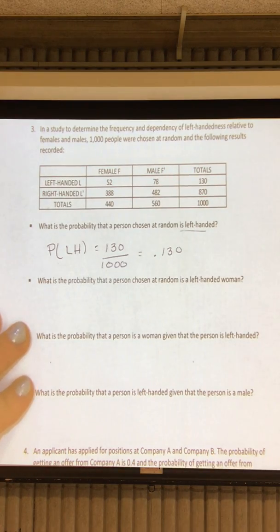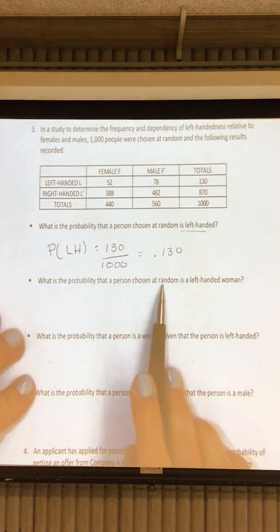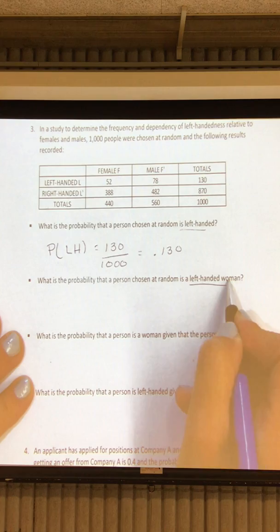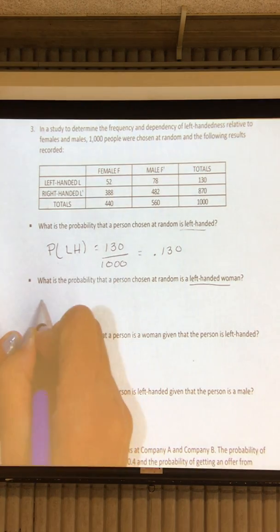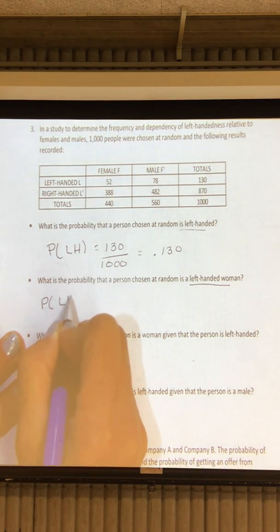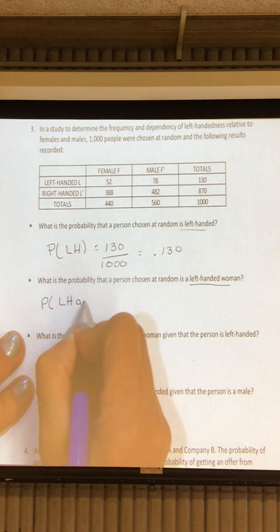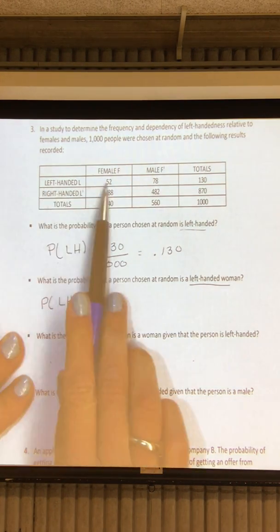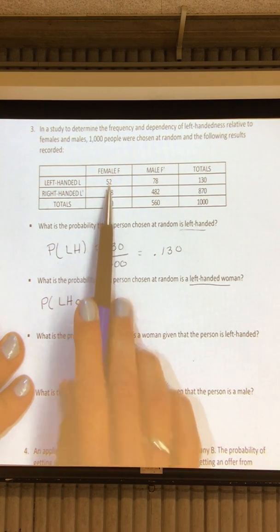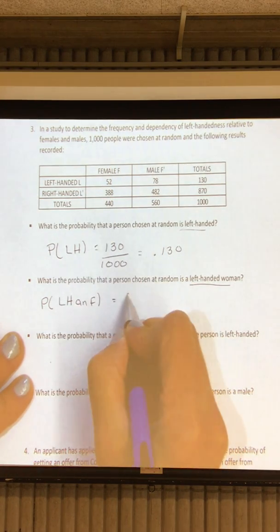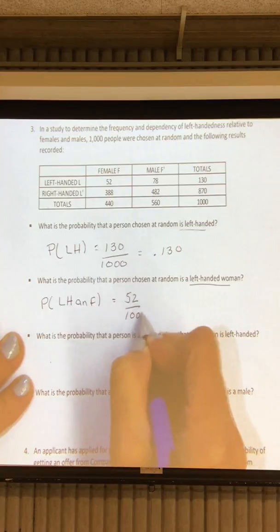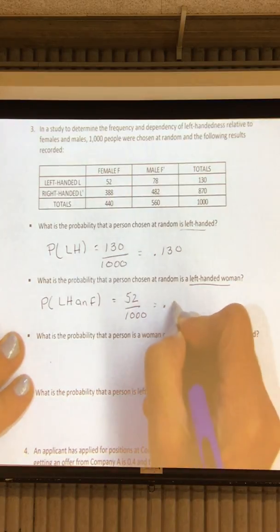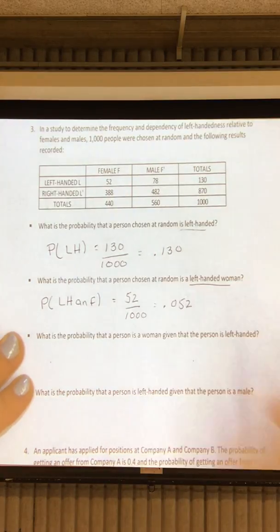The next one, what is the probability that the person chosen at random is a left-handed woman? So the probability that she is left-handed and female. So left-handed and female, so we go to the "and," which is in the table. So you have 52 over 1,000, and that is equal to 0.052.